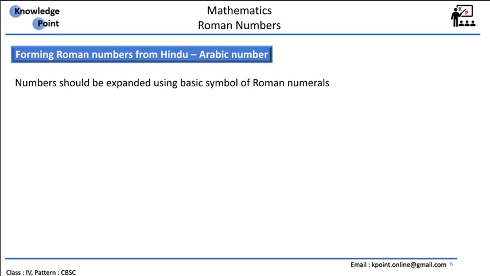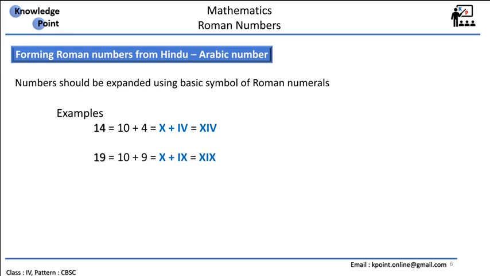Numbers should be expanded using the basic symbols of Roman numerals. For example, 14 is equal to 10 plus 4. Now for 10 we are using the symbol X, plus for 4 we are using the symbol IV. So all together, XIV.